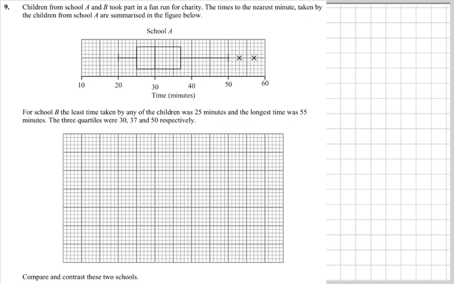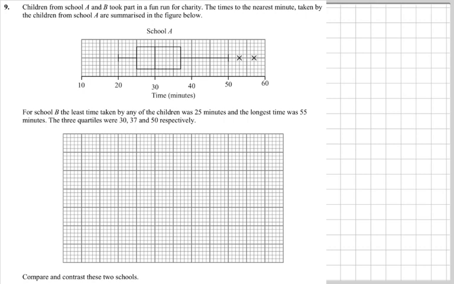And this was a 3-mark question, so you need to do enough for 3 marks. Now, typically when you're comparing data sets, you should say something about the averages and something about the spreads. I'll come to that in a moment. Firstly, let's interpret the information that we've been given here.